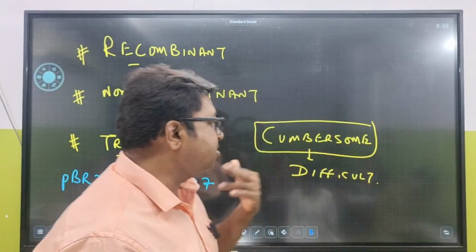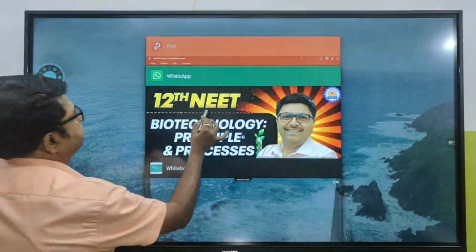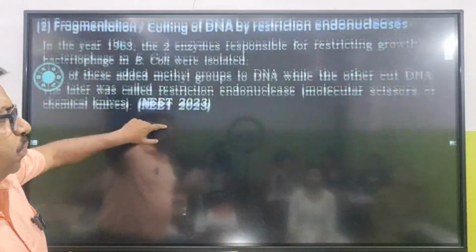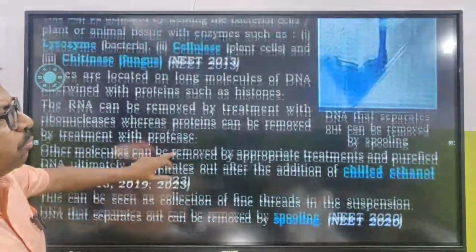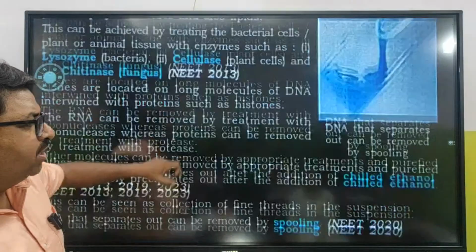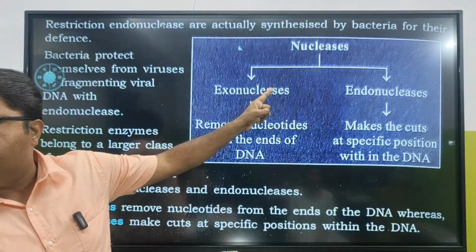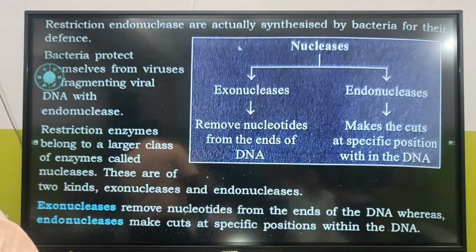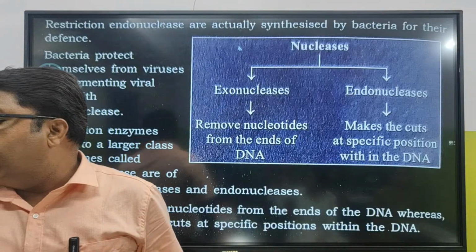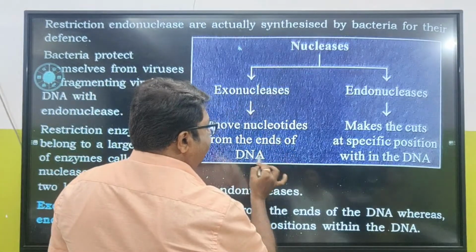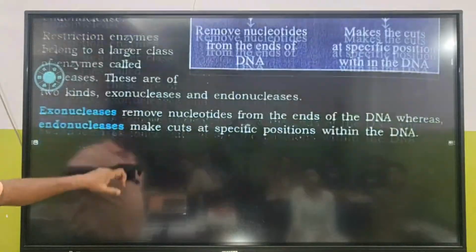Any doubt? Let us check over here. So what we have done last day is the spooling process. We have talked about the spooling process, how DNA is taken out. Fine. We have also talked about the types of nuclease enzymes. The nuclease enzyme can be of two different types. What are they? Exo and endo. Exonuclease removes nucleotides from the ends of the DNA. Endonuclease cuts from within.